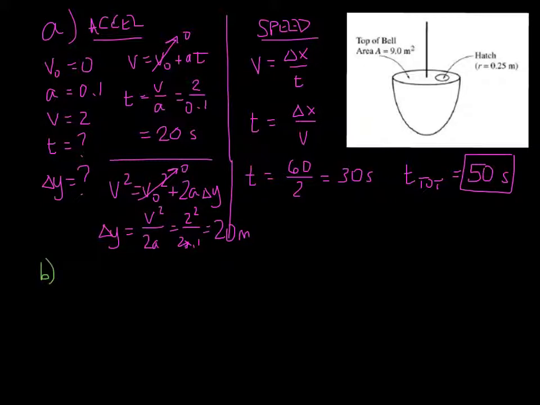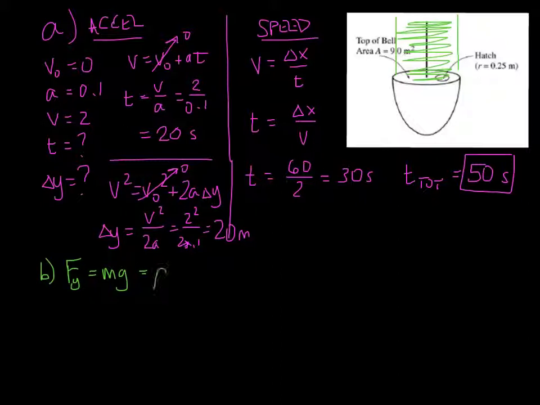For part B, calculate the weight of the water on top of the bell when it is at the maximum depth. So if you think about the shape of the water on top of the bell, it's just going to form a cylinder going from here all the way to the top. So it's this long cylinder from the surface of the bell all the way up to the surface of the water. So we can calculate the weight using Fg is equal to mg.